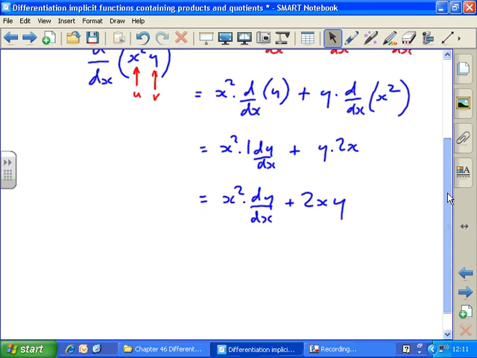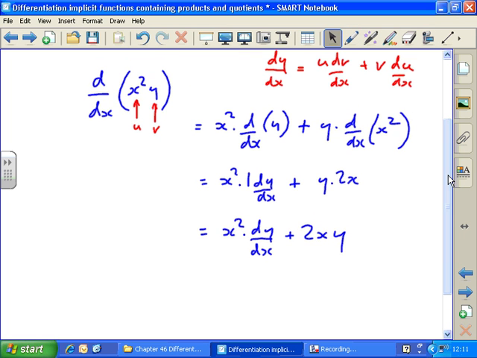So you can see what we've done here. We've used this shortcut idea to just do the differential of y with respect to x to actually just give dy by dx in that case.